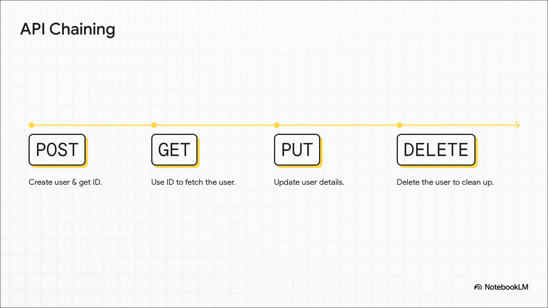So think about it. First, our POST request creates a new user. The response from that gives us back a unique user ID. We then use a little script to grab that ID and automatically pass it to the next request, the GET request, which fetches that specific user. After that, maybe we update them with a PUT, and then finally we delete them, cleaning everything up. That is true end-to-end testing.